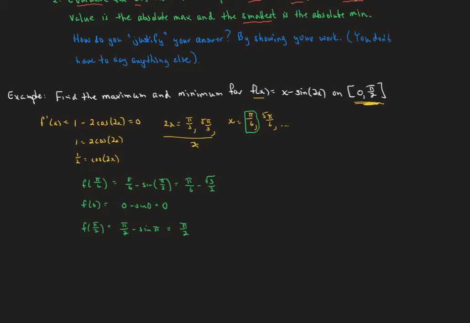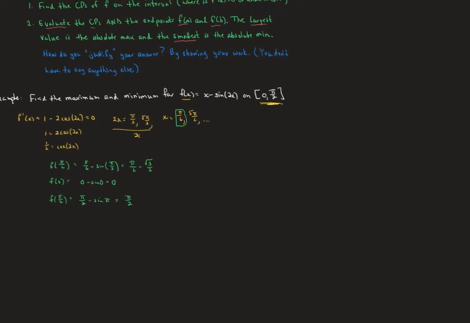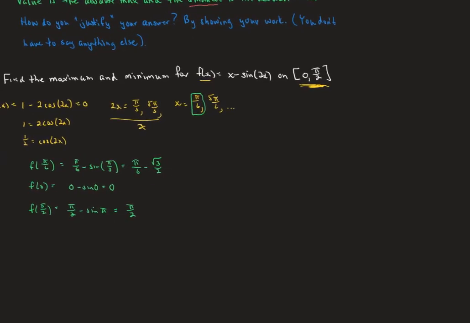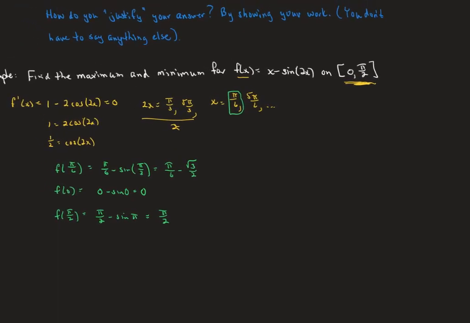Now we have to figure out which is the biggest and smallest. Well, let's look back at that first one, pi over 6 minus the square root of 3 over 2. Now we know that pi is roughly 3.14, so 3.14 over 6 is just a little bit more than 1/2. Square root of 3 is roughly 1.7 over 2. So I'm thinking that the 1.7 over 2 is a little bit bigger than 3.14 over 6.